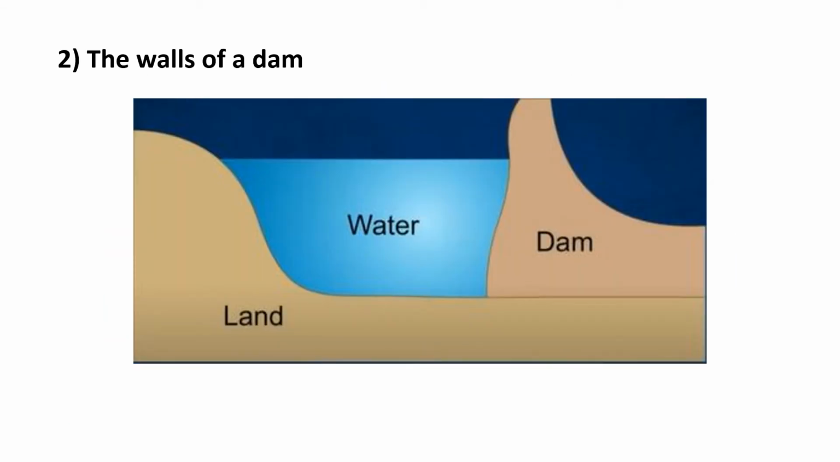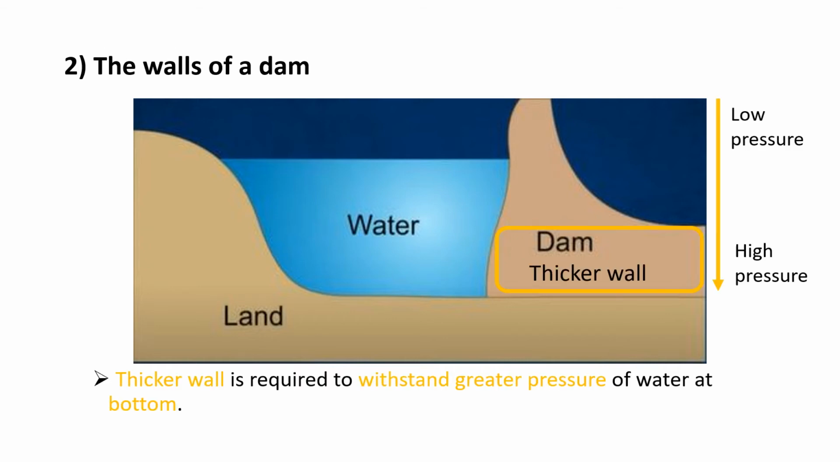The second application of pressure in liquids is the walls of a dam. A dam is built across the river to collect water for the purpose of water supply, irrigation, and generation of hydroelectric power. A thicker wall is required to withstand greater pressure since water pressure increases with depth.